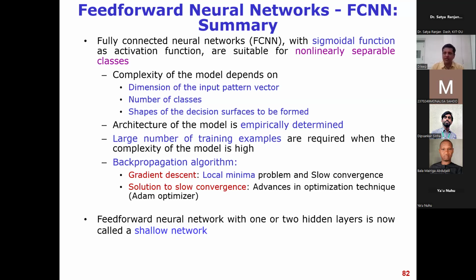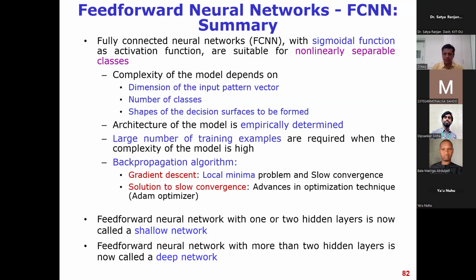So usually nowadays in the literature, a feed-forward neural network which has one or two layers is called a shallow network, and anything that has more than 3 hidden layers is termed deep. Okay, so this is the neural network material that I'm covering. I just wanted to give the details, and with this I'll stop at this point.